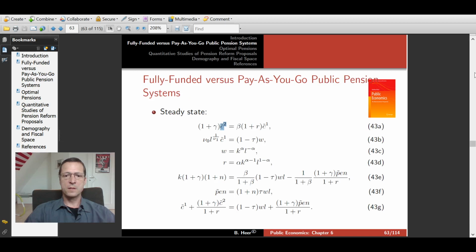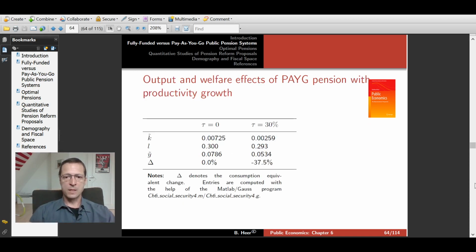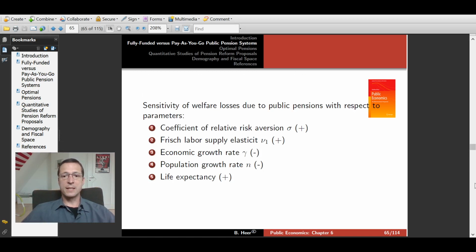So where do we find this parameter? It enters our equation on the optimal labor supply, our first order condition with respect to labor. And nu1 is our Frisch labor supply elasticity. And of course, it's straightforward to understand that with higher Frisch labor supply elasticity, labor supply decreases and the distortion from public pensions increases. So with regard to the Frisch labor supply elasticity, nu1, the effect is also straightforward. The higher the labor supply elasticity nu1, the higher will be the welfare loss.